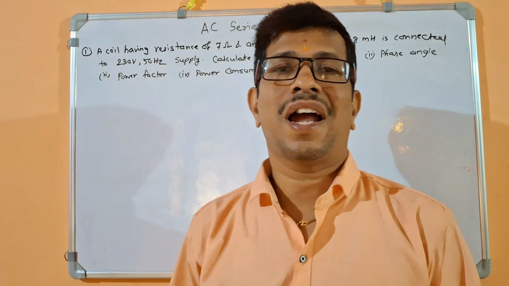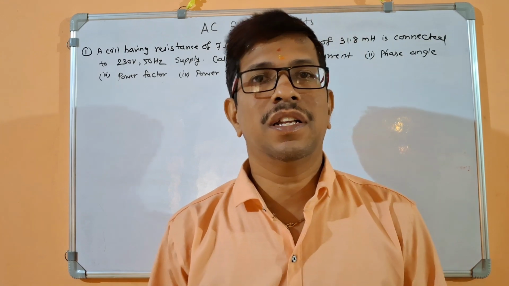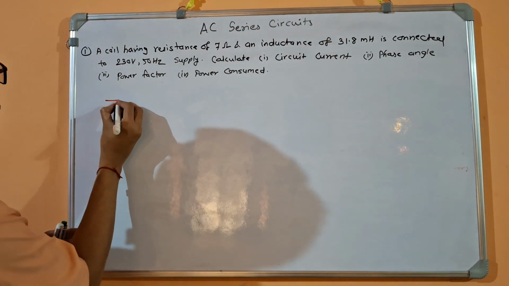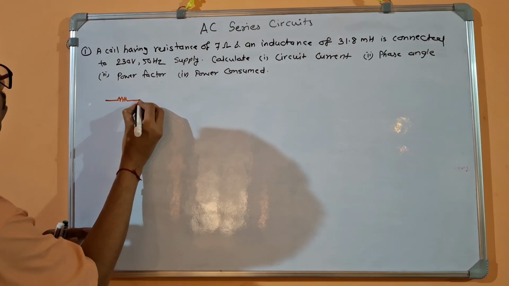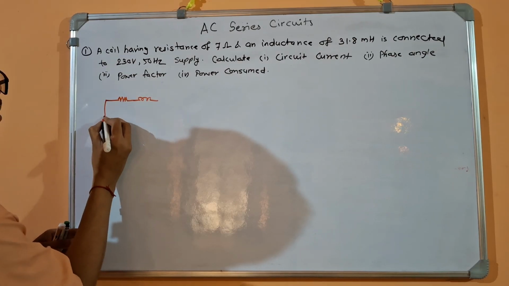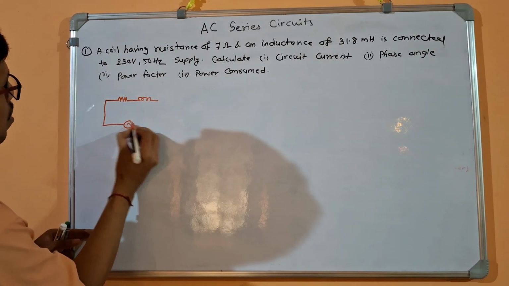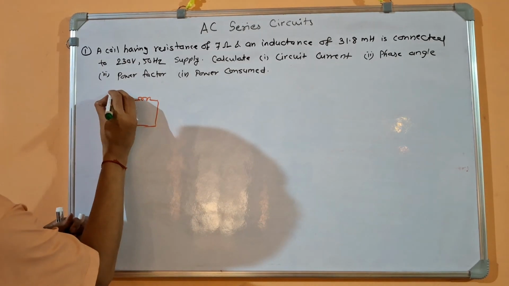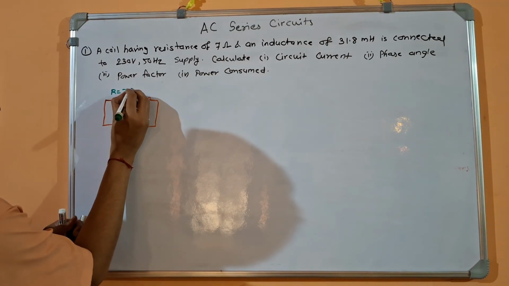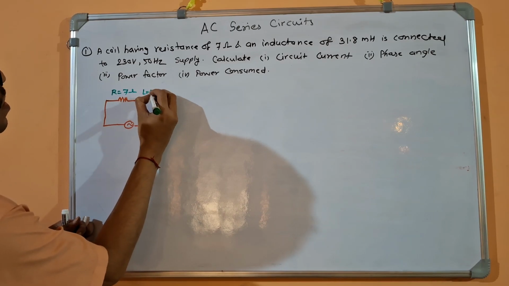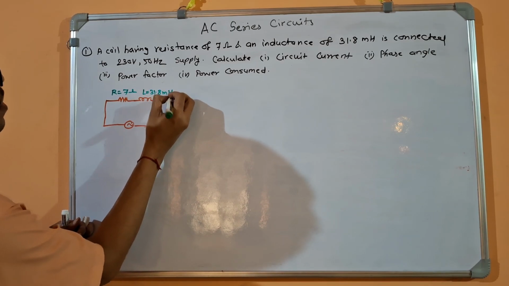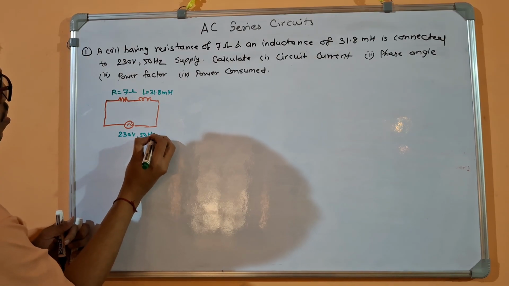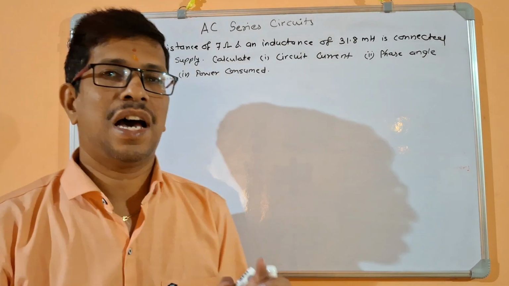So first we will try to interpret what is given in a diagram. Okay, so I will draw that coil first. One resistance, one inductor connected to 230 volt 50 hertz supply. So here the resistance value is 7 ohm and L value is 31.8 millihenry. The supply is 230 volt 50 hertz. So whatever supply is there, it is the RMS value.